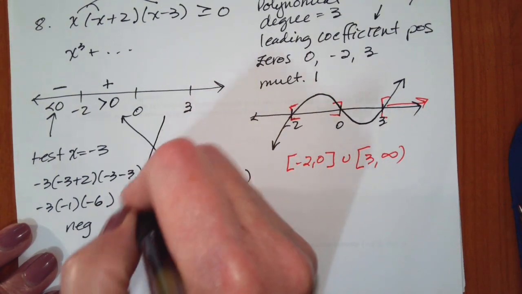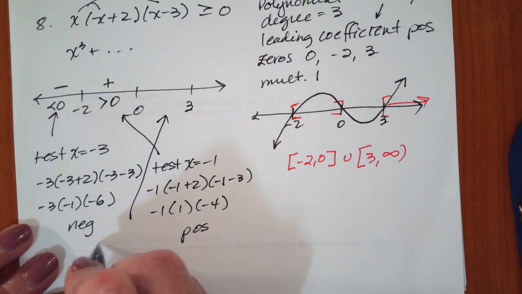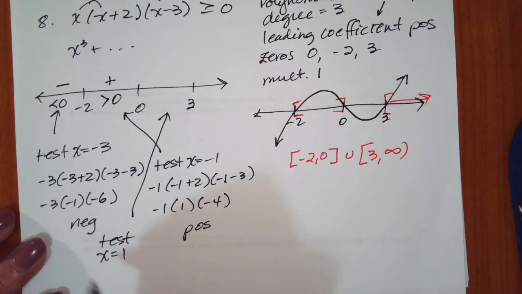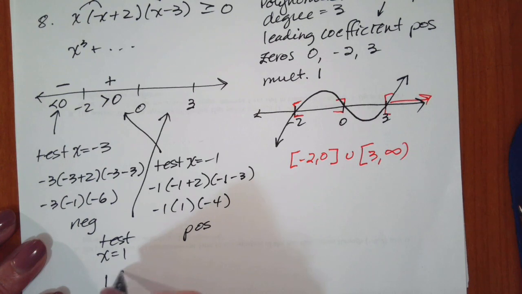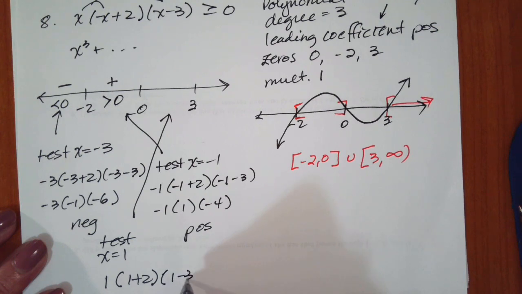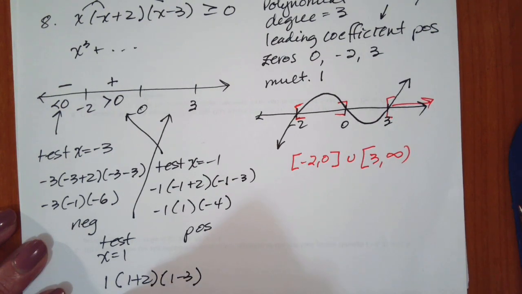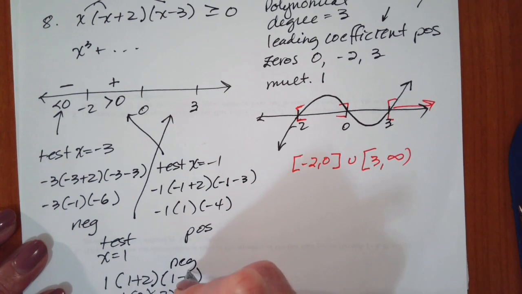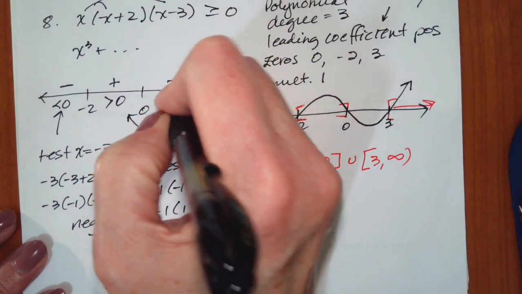And then for in here, let's test x equals 1. So 1 times 1 plus 2 times 1 minus 3 is 1 times 3 times negative 2, which is negative. So here it's less than 0.